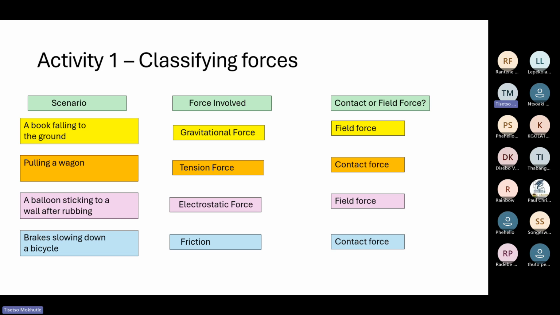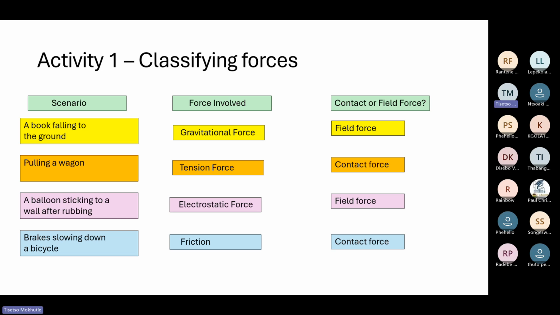Let us just look at those forces. A book falling to the ground, it will be the gravitational force. Pulling a wagon, it will be the tension force. A balloon sticking to a wall after rubbing, it will be electrostatic force. Braking or slowing down a bicycle, it's because of the frictional force between the wheels of the bicycle and the ground.